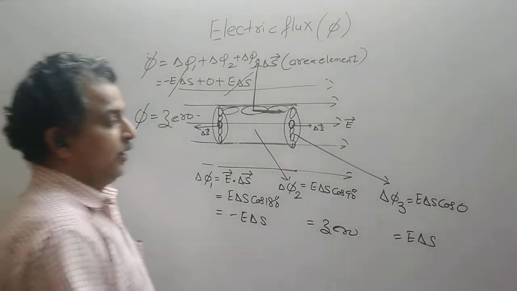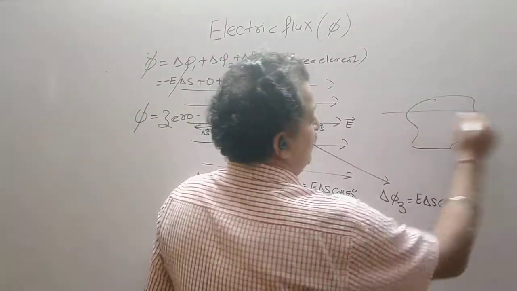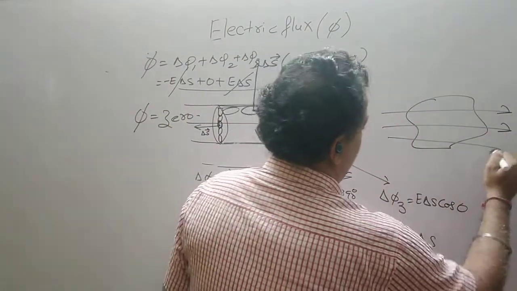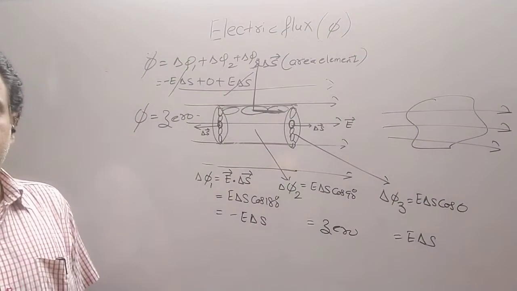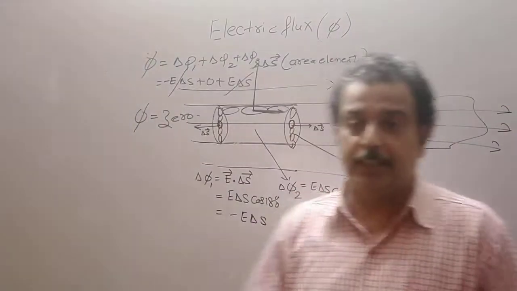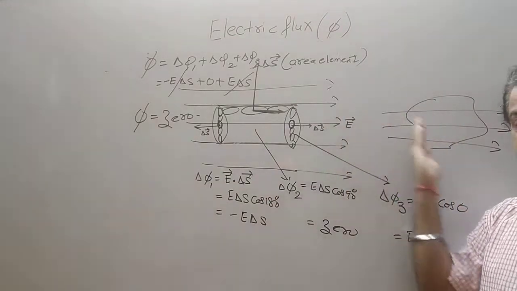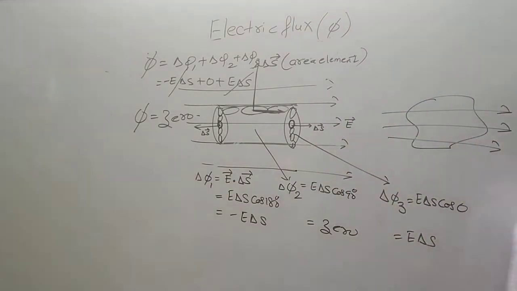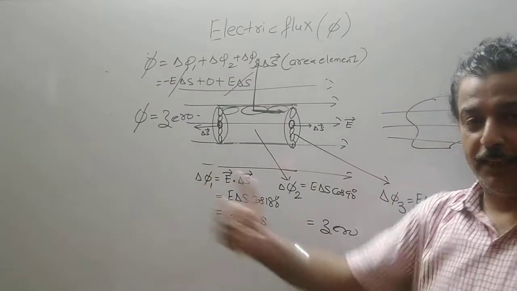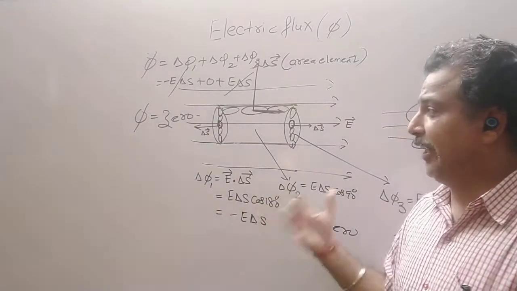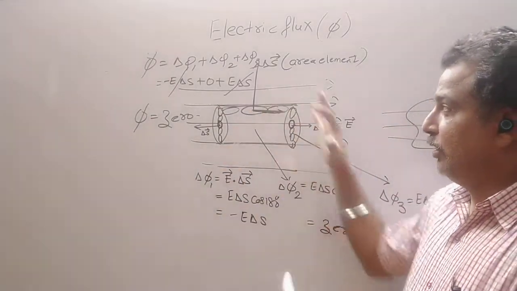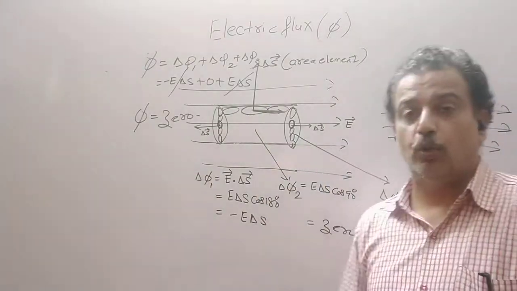So if any closed surface is placed in a field, the flux linked with it is 0. Why? Because whatever number of field lines enter from one surface, the same number of field lines emerge from the other side. So you can say it like this also. So this is the electric flux linked with the closed surface.